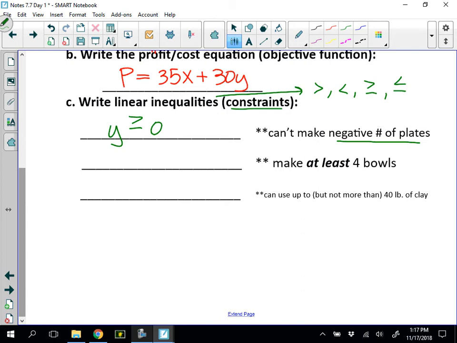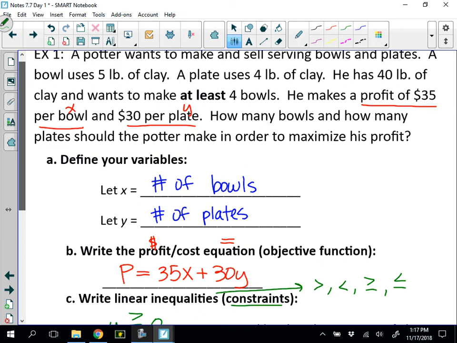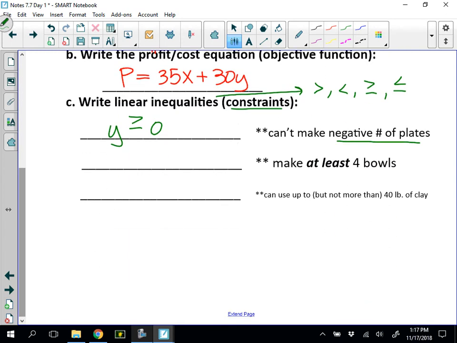In the directions, it talked about bowls. It did tell us, where is it? He wants to make at least 4 bowls. So that is another constraint. He wants to make at least 4 bowls. So bowls were X. So I'm going to have X, and I want it to be at least 4. So that means it could be 4 or 5 or 6. So that would be greater than or equal to 4.